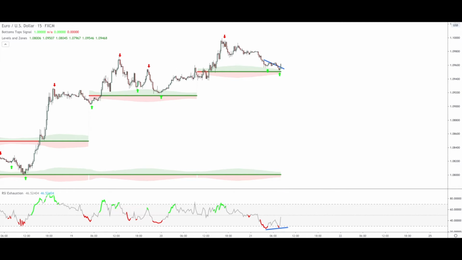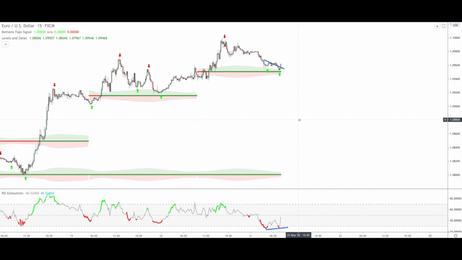Then whether it is a great opportunity or a minor opportunity, or maybe even an opportunity that you should skip, depends on the overall setup, on the overall price action, and on the overall movement of the other indicators like the ones that we are using today.